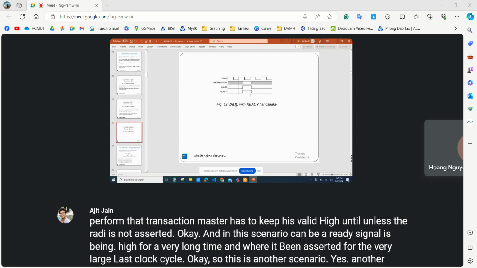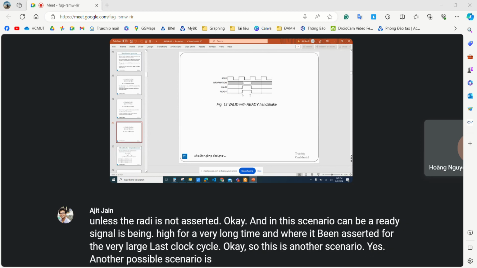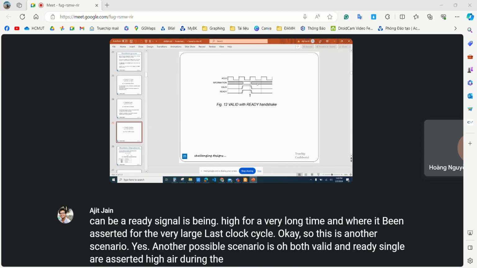Another possible scenario is that both the valid and ready signals are asserted high during the same clock cycle.